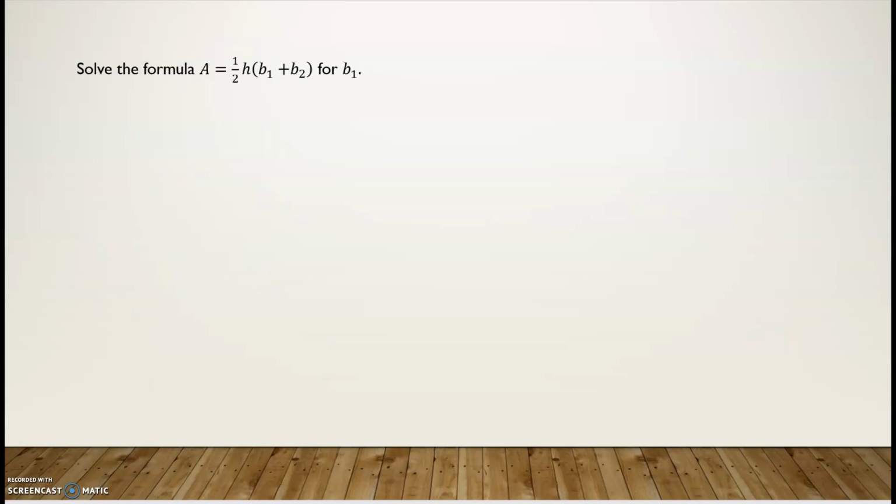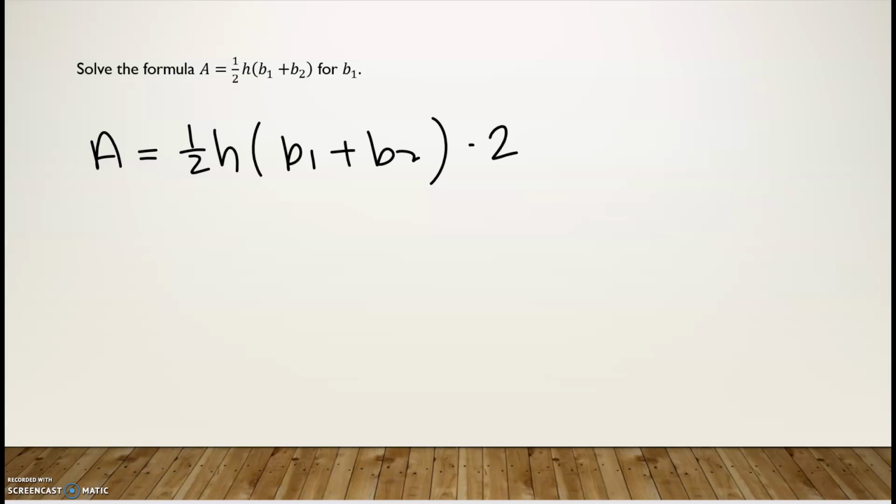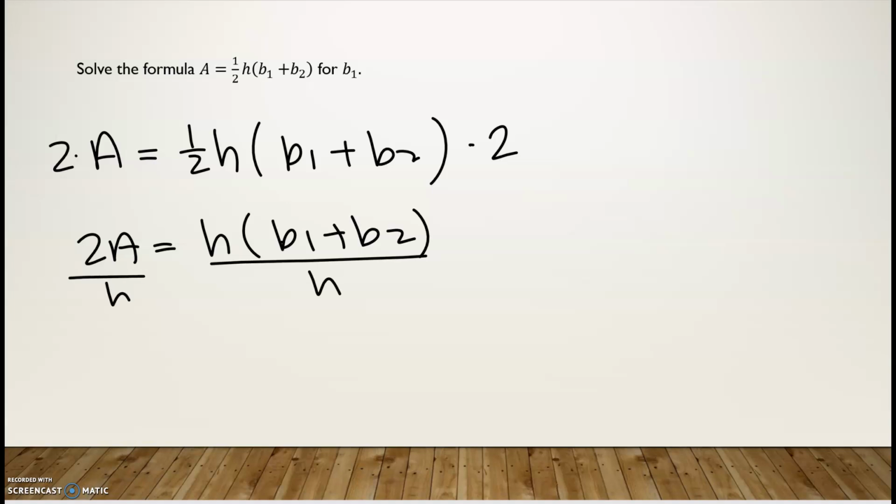Okay, A equals 1/2 H times B sub 1 plus B sub 2. We're trying to solve for B sub 1. So A equals 1/2 H B sub 1 plus B sub 2. And we're trying to solve for B sub 1. So I would go ahead and multiply both sides by 2, the reciprocal of 1/2. So we would get 2A equals H B1 plus B2. Divide both sides by H.